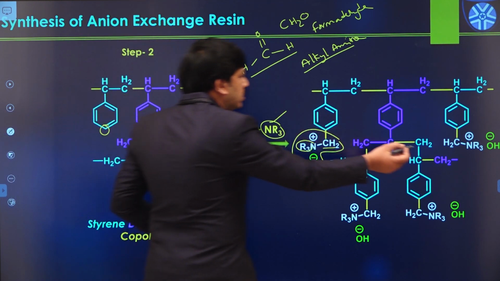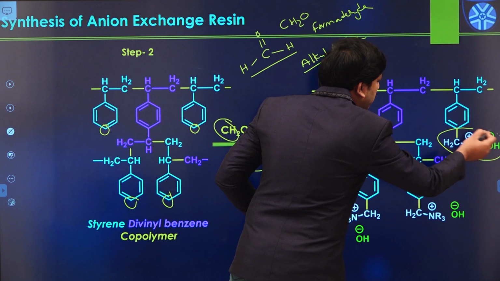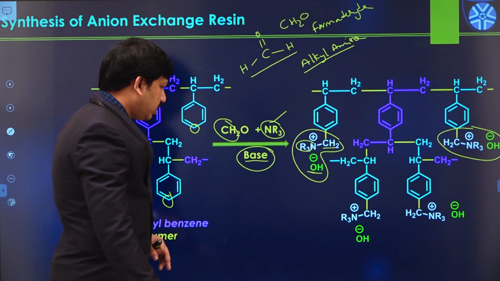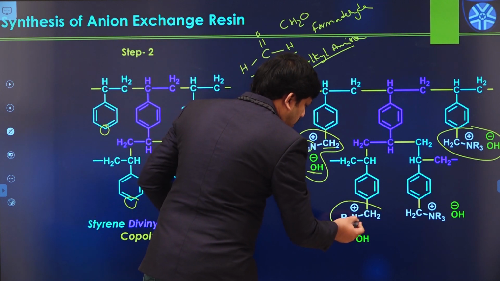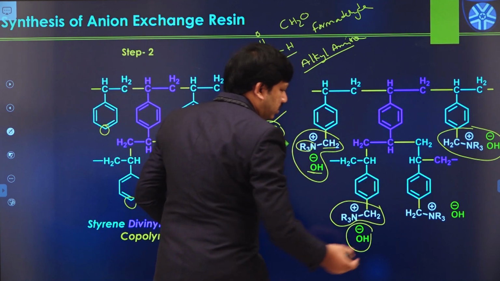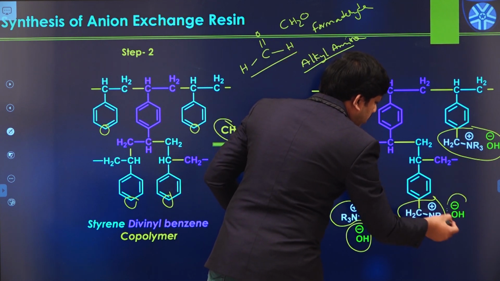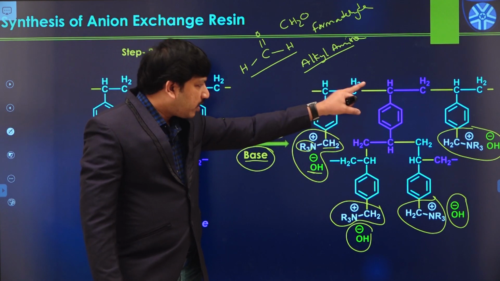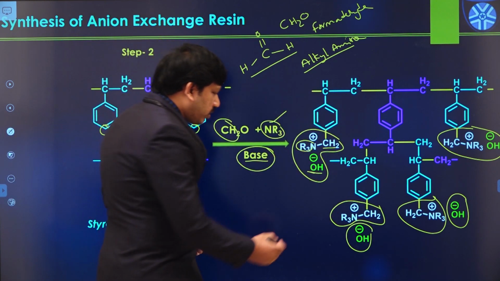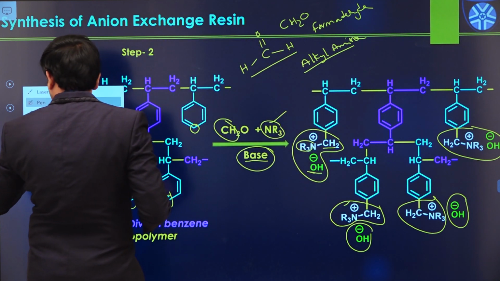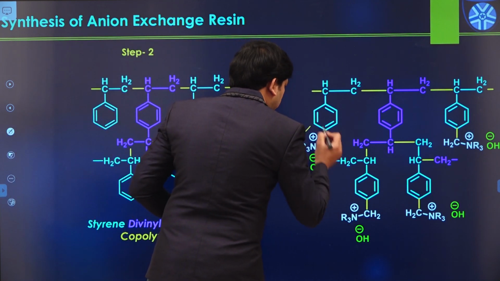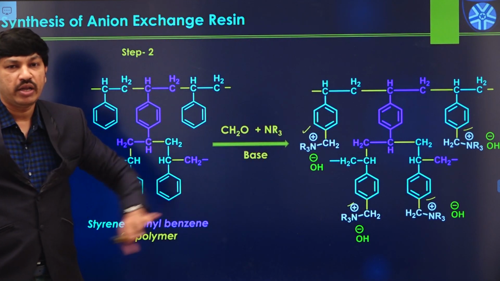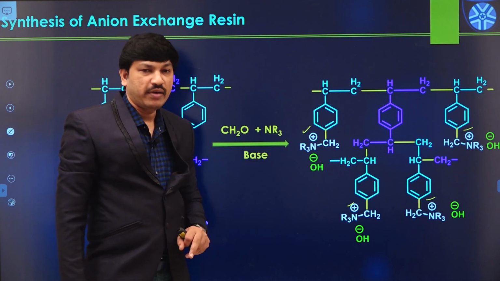Like this, all the styrene para positions are occupied by this particular group, CH2NR3 plus and OH minus. Similarly here also, CH2NR3 plus and OH minus, CH2NR3 plus and OH minus, in this manner. Now if you can see this resin, the resin molecule contains positive charge. Yes or no? Now this time the resin molecule contains positive charge like this, and correspondingly we have an OH minus anion group available.